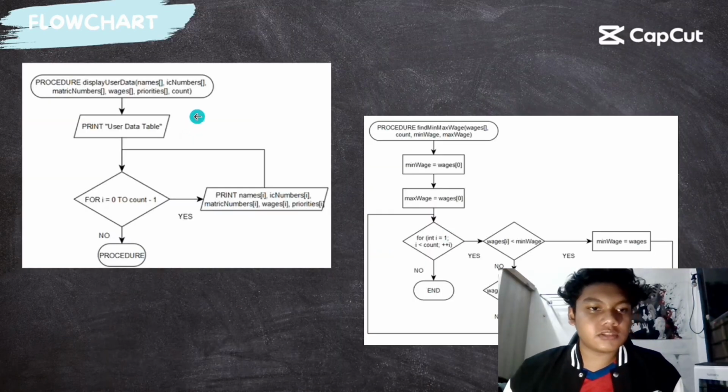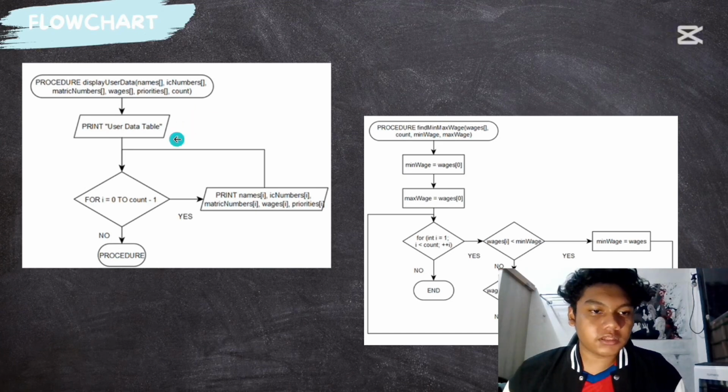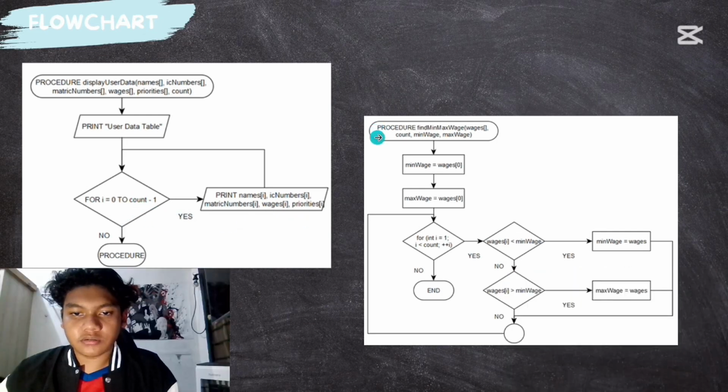This is the display user data function. Print the user data table for i equal to 0 to count minus 1. Yes, print names, IC number, metric number, wage, and priorities. No, end loop.